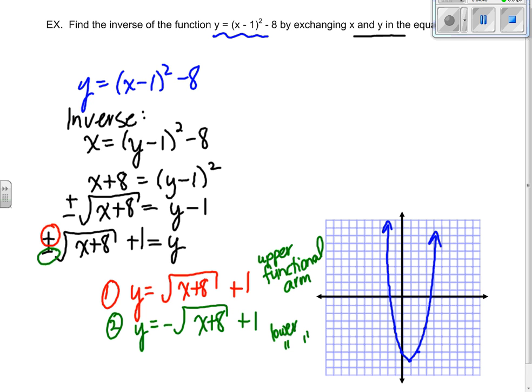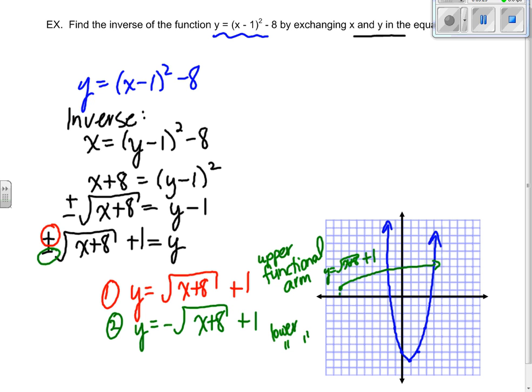Okay, the first one. The parent function is the square root of x. I know how to draw that. I know that it is a shift to the left 8 and up 1. 1, 2, 3, 4, 5, 6, 7, 8, up 1. Regular square root pattern, no vertical compressions or expansions, and so on. So I will draw it. There. That is the upper functional arm. Y equals the square root of (x plus 8), plus 1.